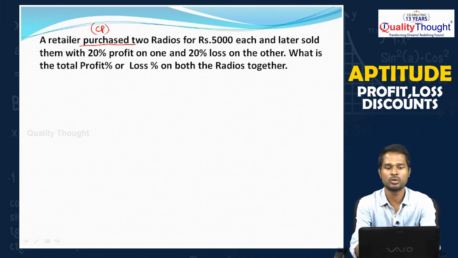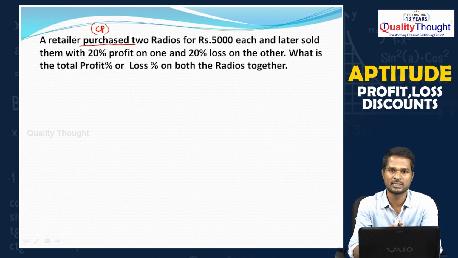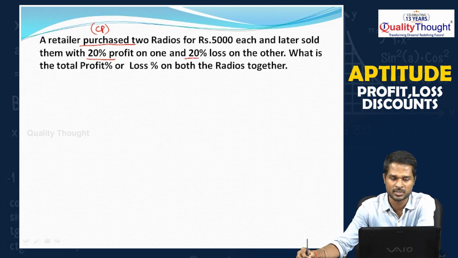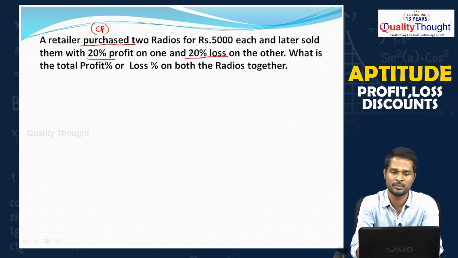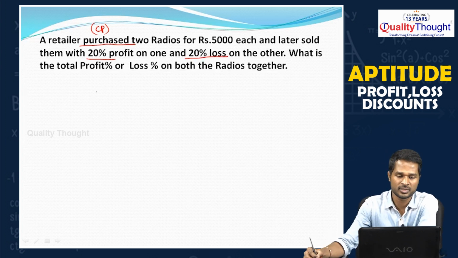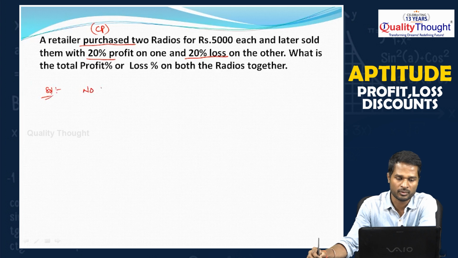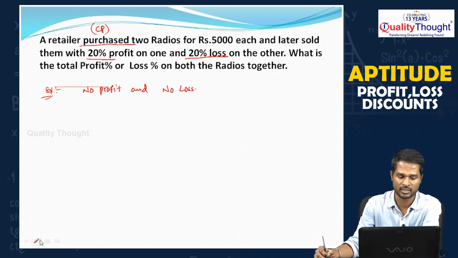So, we have written a note that when the cost price of two materials is the same and the same percentage of profit and loss is given when selling them, then on both materials together there will be no profit and no loss. So, the answer for this question is no profit and no loss, from the note that we have written.